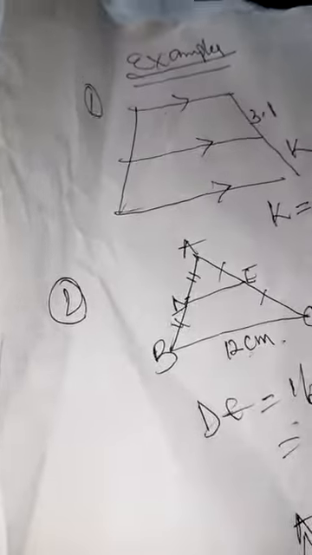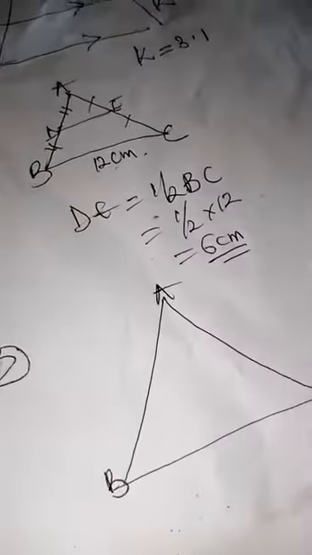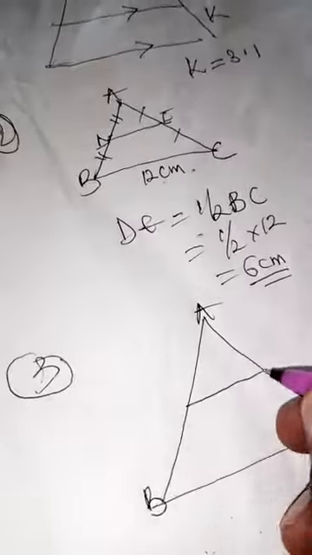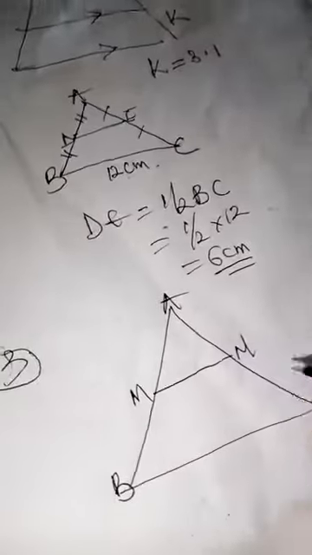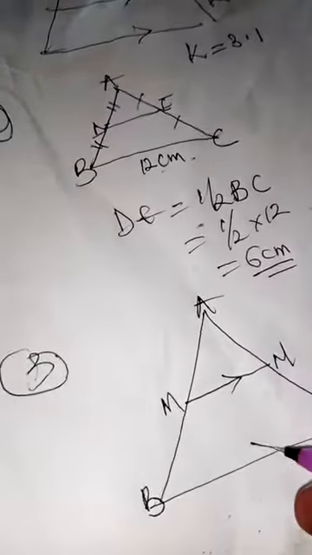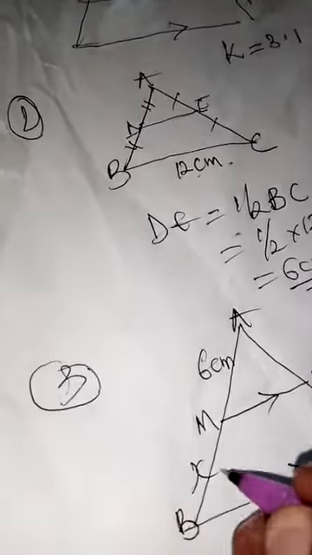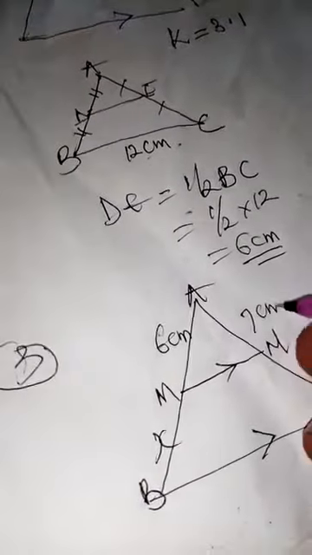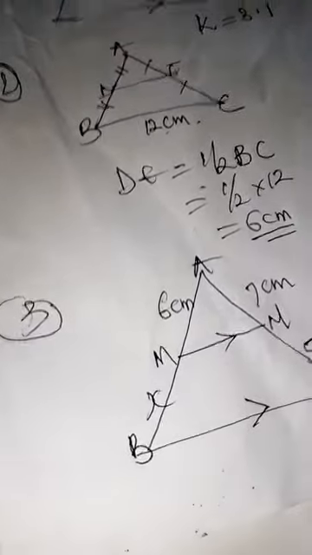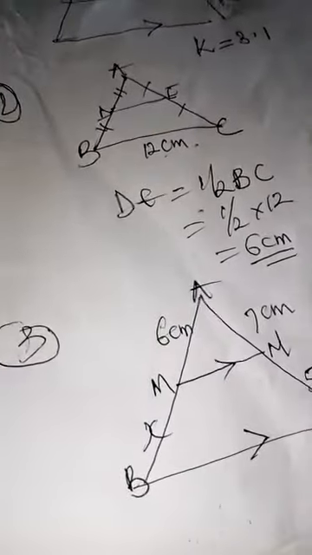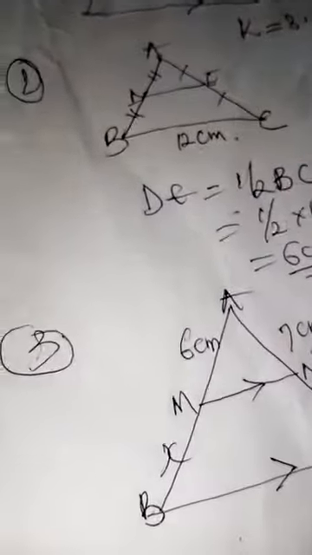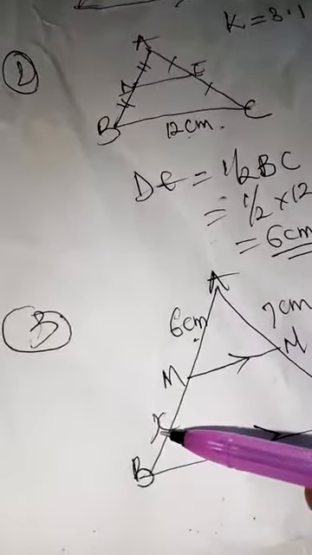Please take note. And look at this, the last example I will give you. We have triangle A, B, and C. We are given this place M, N, and here is parallel to this. This place is 6 centimeters. This place is X. This place is 7 centimeters. This place is 5. You are asked to find your X. We can't use the midpoint theorem because this place is not equal to this.